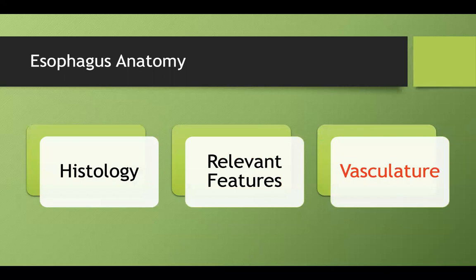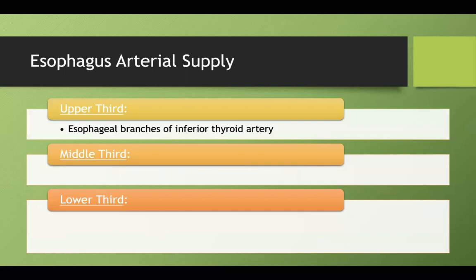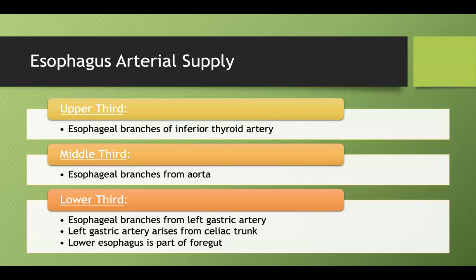Now let's briefly talk about vasculature for the esophagus. The esophagus, you can divide their arterial supply into thirds. So we have an upper third, a middle third, and a lower third. The upper third receives branches off of the inferior thyroid artery. The middle third receives branches directly off of the aorta. And the important one to know is that the lower third of the esophagus can receive branches from the left gastric artery. And why this is important is because the left gastric artery arises from the celiac trunk, which is considered part of our foregut.